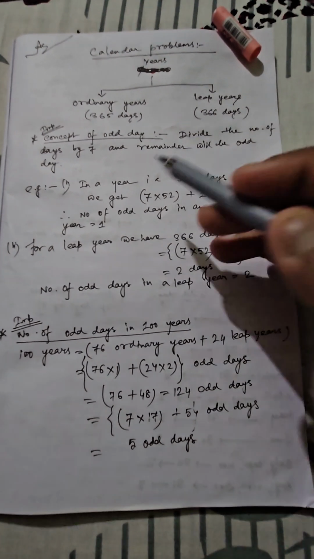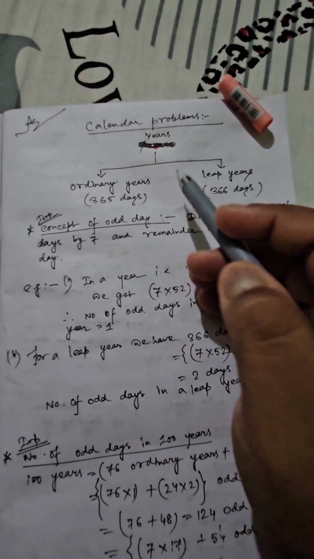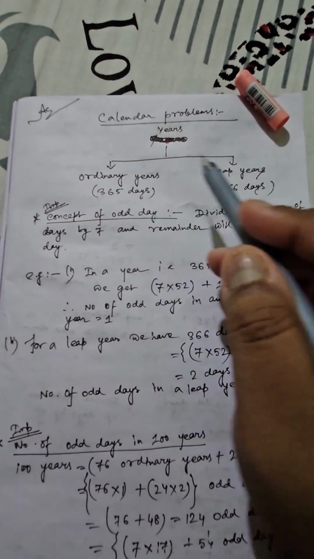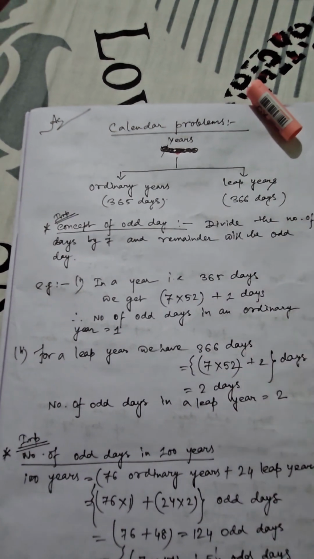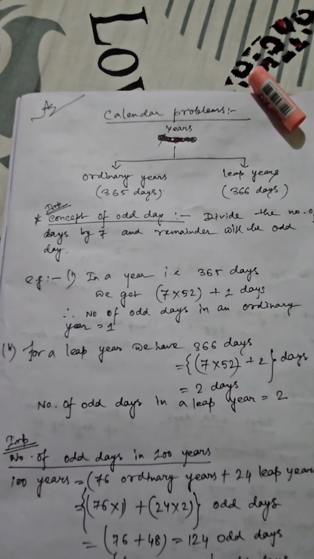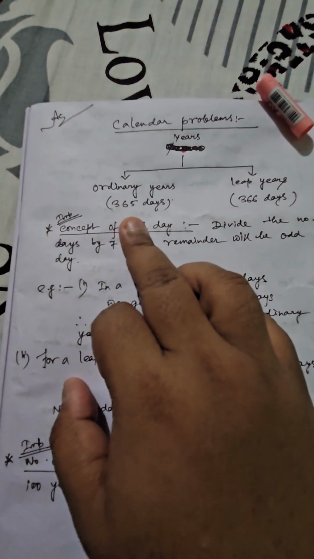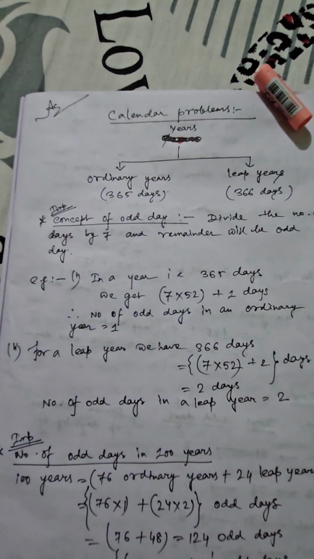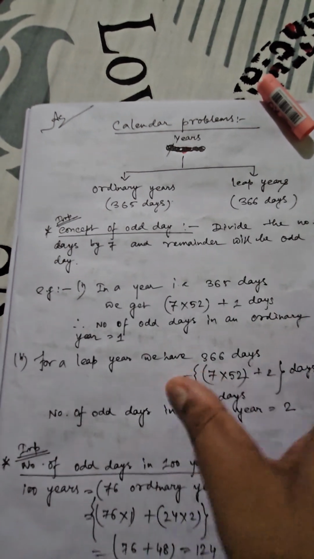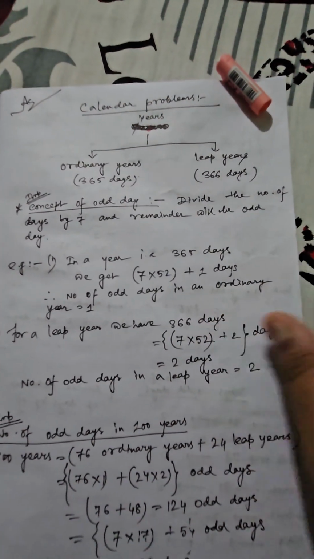So let us start with the basic criteria. As you can see, we all know that years can be classified into two major parts. Obviously, the first one is ordinary year and the second one is leap year. Now, simply, an ordinary year has 365 days in it, and in case of a leap year, an additional day will be included. So that means 366 days.